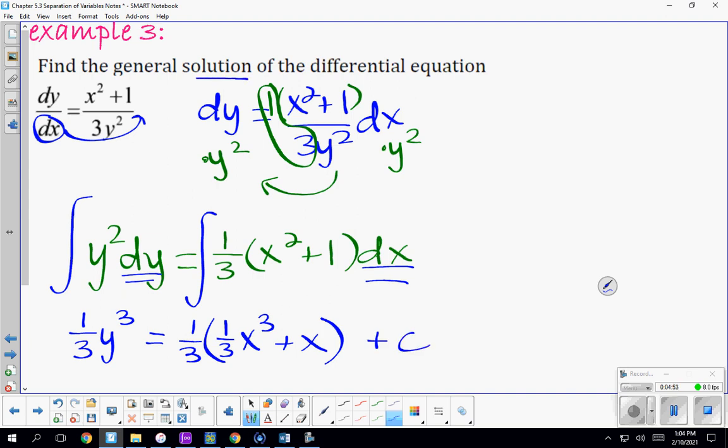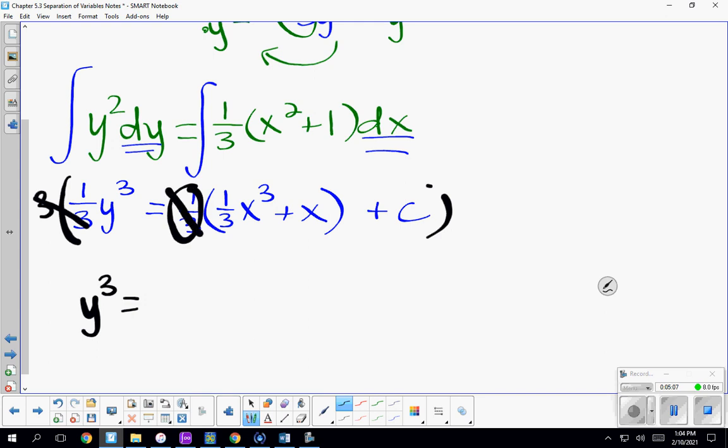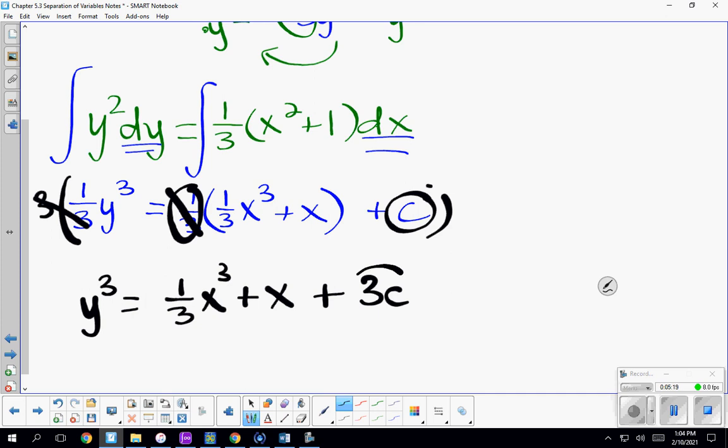Finally, when it asks for solution, it is asking for that y value, so I am going to get that y value by itself. I'm going to multiply everything by 3 so that we can cancel that out. So I'll get y cubed. When I multiply by 3 here, that also cancels out. I'm going to have 1/3 x cubed plus x. And then out here, technically, this will be 3 times c. But since this is a general solution, this is some constant. If I multiply it by 3, it's still just some constant, and I'm never going to find it. So I can leave it like that.